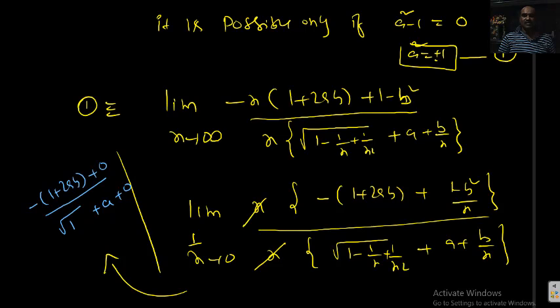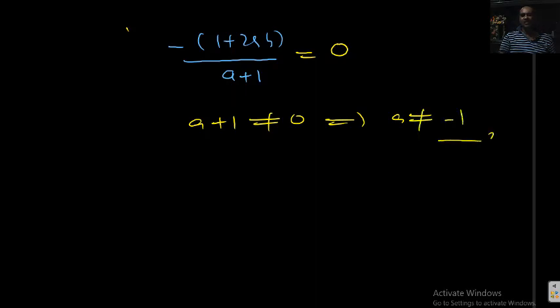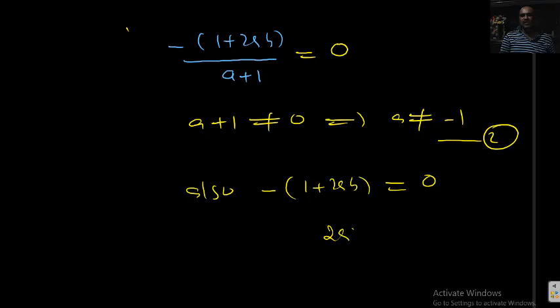Okay, a square plus or minus 1. So this should be equal to 0 according to the problem. When this happens, a plus 1 is not equal to 0, no? A plus 1 not equal to 0 implies a is not equal to minus 1. Result number 2: the numerator must also be 0. Minus 1 plus 2ab equal to 0 means 2ab plus 1 equal to 0, or 2ab equal to minus 1.